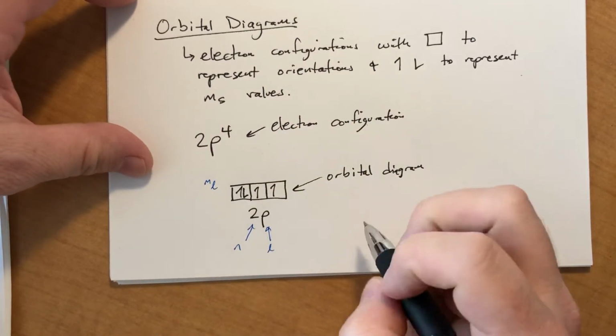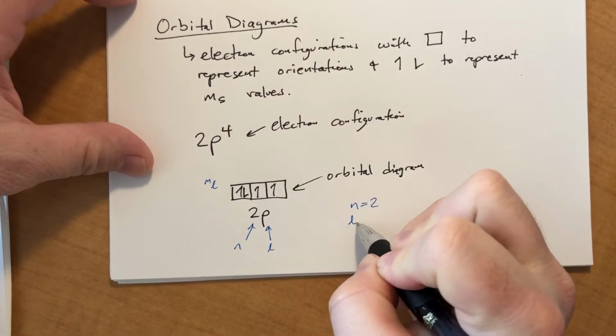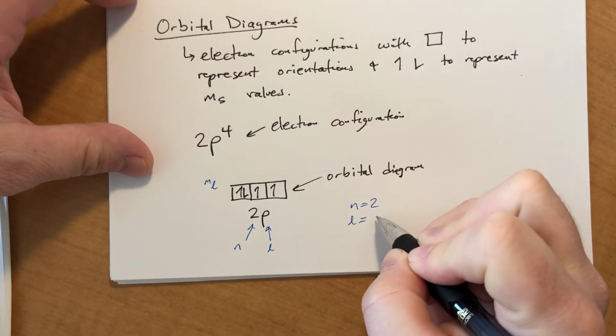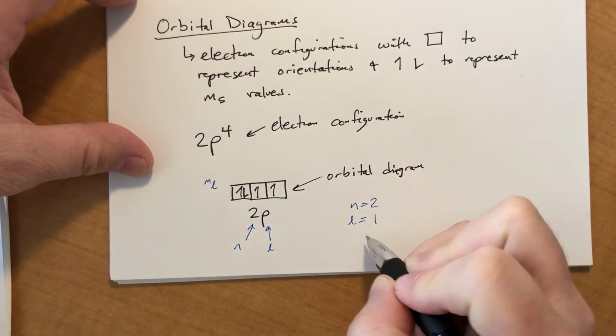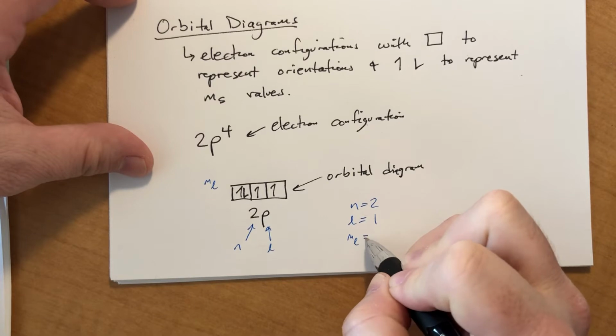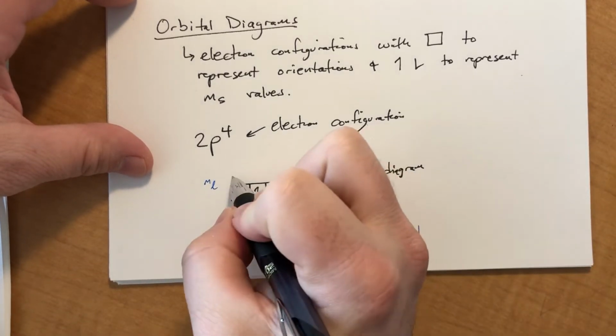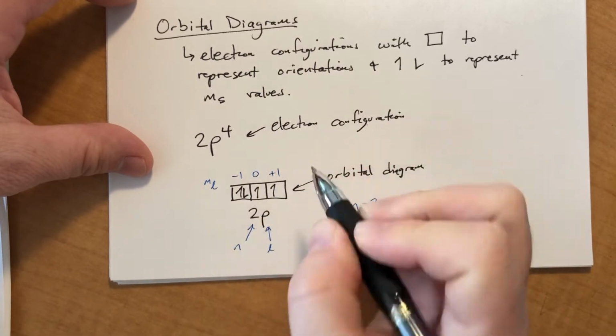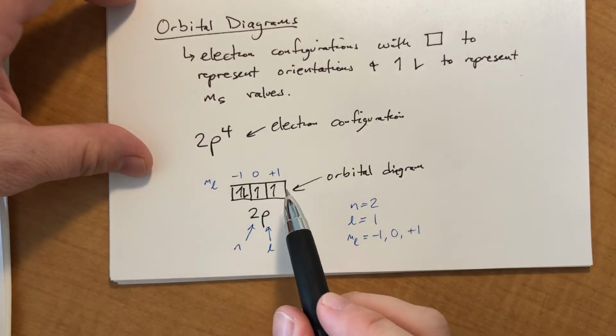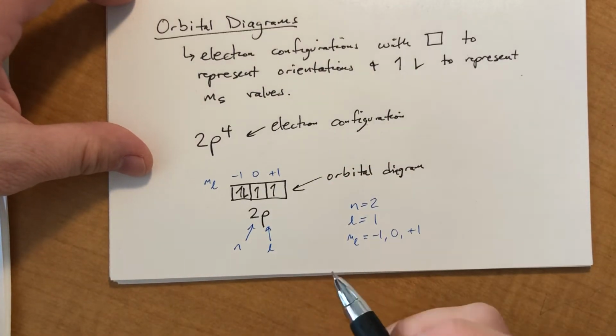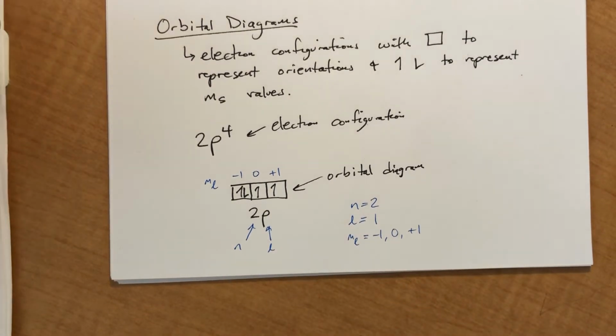we said that n is 2, so l can be 0 or 1. In this case, it is 1. So m sub l can be anywhere between -1, 0, or +1. So that's what these boxes represent: -1, 0, +1.